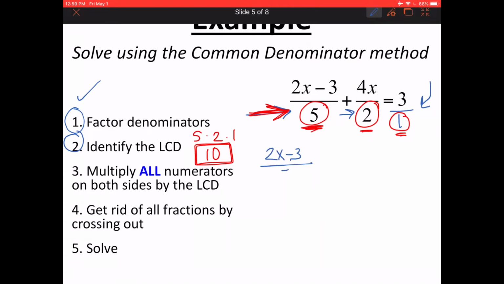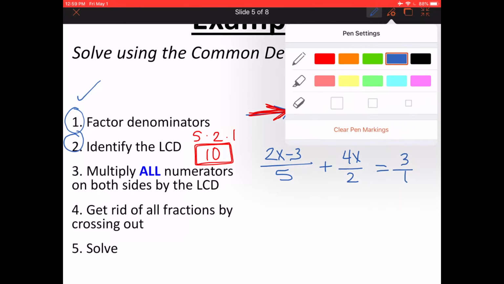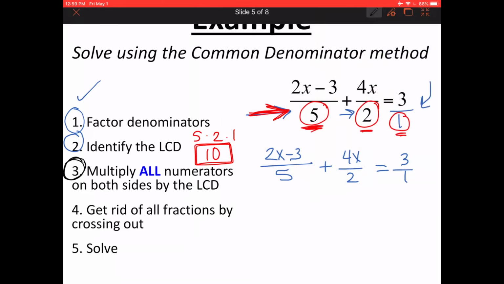Let me rewrite my equation. 2x minus 3 over 5 plus 4x over 2 equals 3 over 1. Because step 3 tells me to multiply all the numerators on both sides by the LCD. So if the LCD is 10, I'm going to do 2x minus 3 times 10, 4x times 10, and 3 times 10. And notice I'm putting these parentheses around my expressions just so that I can have that separation.